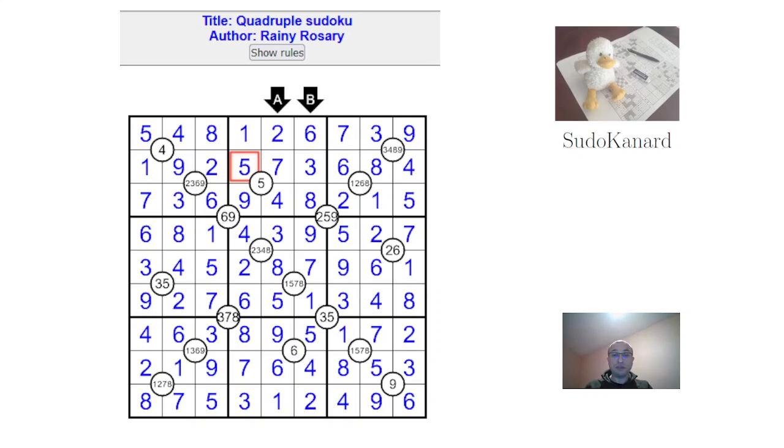Alright, this was very well constructed. But you have to be on the lookout for triples, quadruples. They're all over the place. And they've been placed there by Rainy Rosary, who did a really good job with this whole round.